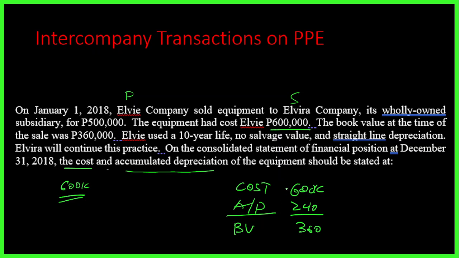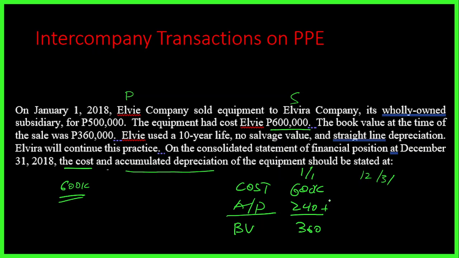This one is as of the beginning of the year, January 1. We are looking for the accumulated depreciation as of December 31. So, as if nothing happened, you simply depreciate this based on its remaining life. LV used a 10-year life, no salvage value, and straight line depreciation. Elvira will continue this practice.